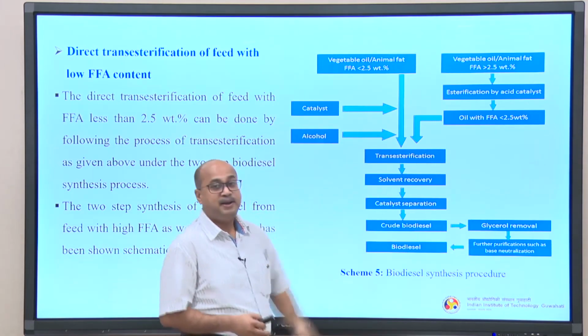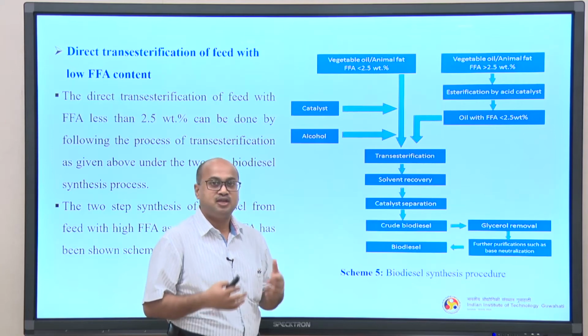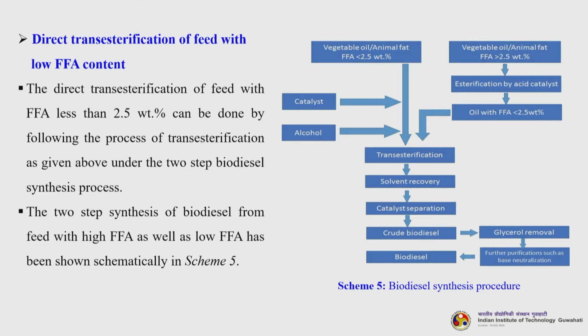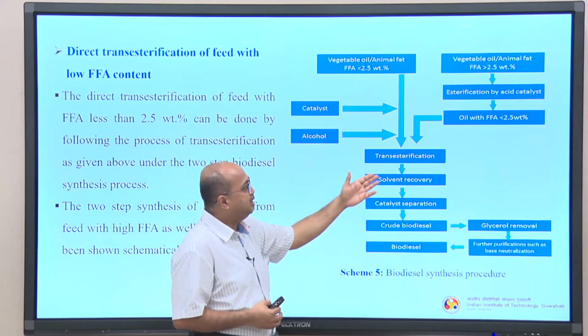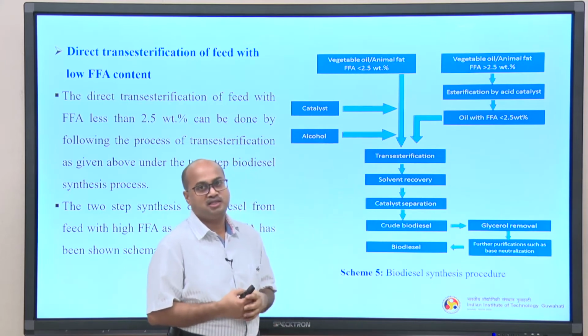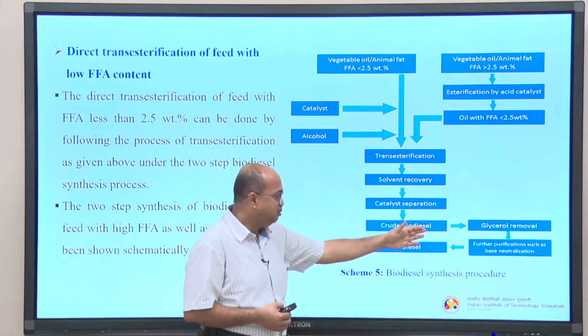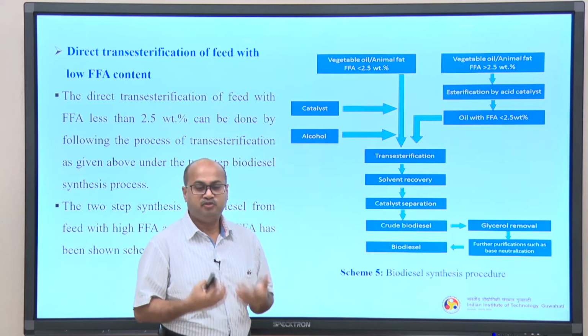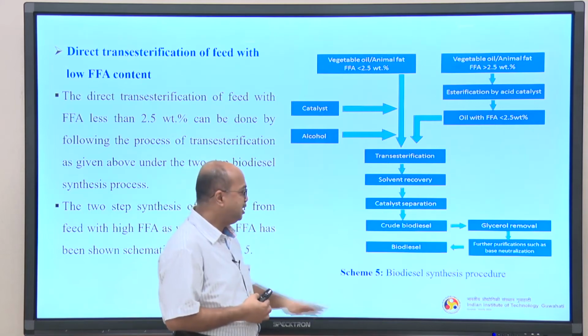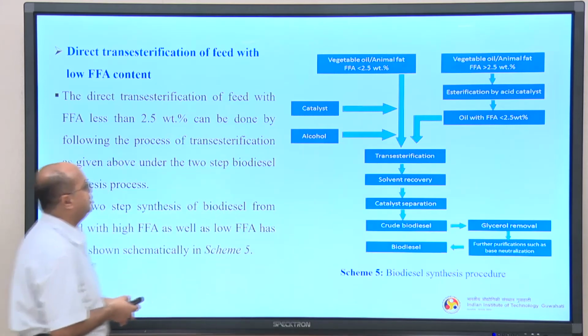Now, if the free fatty acid content is higher, then if you remember we have just discussed that when the free fatty acid content is higher, we usually go by the acid catalyzed reaction. So, that is a pre-step before the base catalyzed reaction, right. So, esterification by the acid catalyst, then you get oil with free fatty acid content which is less than 2.5 weight%, then you go for the usual transesterification route. Then you go for the solvent recovery, catalyst separation, crude biodiesel and remove the glycerol. So, glycerol can be further purified by base neutralization and you get the biodiesel. So, this is the schematic and flow sheet you can say of the biodiesel production.